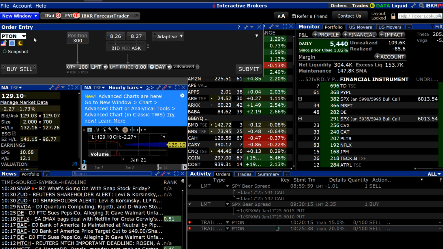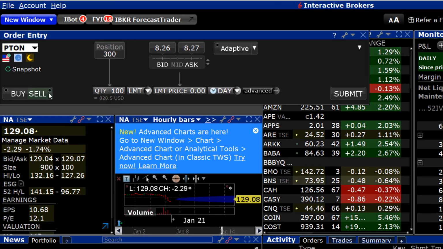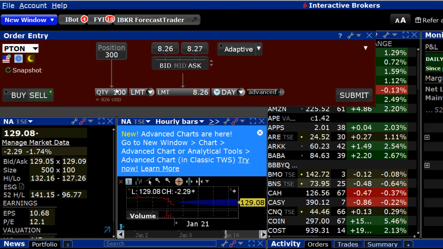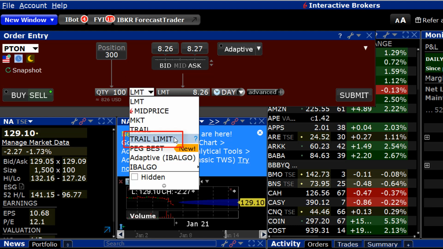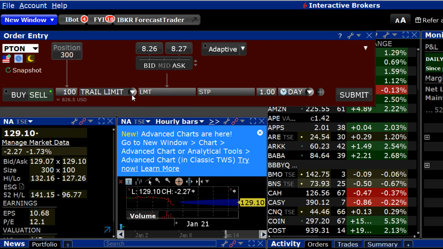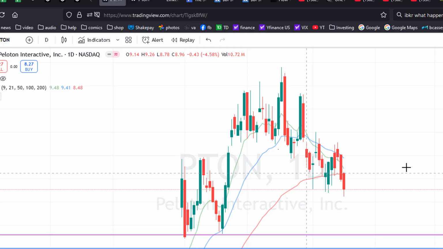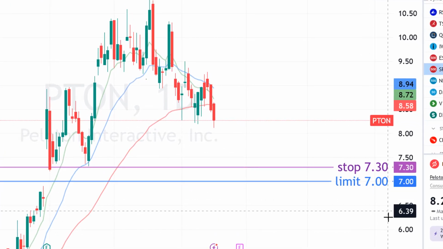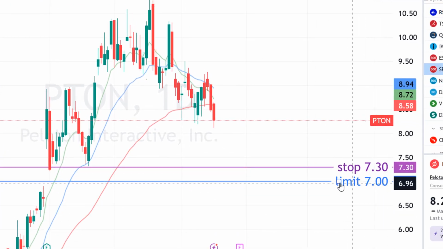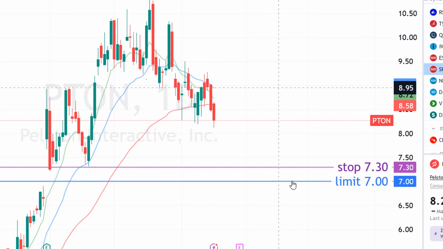So looking at the order entry form here, I have PTON that I'm going to sell. I have 300 positions. I'm selling 100. I'm going to choose a trailing limit instead of a regular trailing stop. So a trail limit is basically a trailing stop limit order. The LMT, or limit, is going to be the price that has been offset from the stop. So in this case, my limit is $7, which is 30 cents below my initial stop. And my stop is 7.3 because that is ideally when I want to sell my 100 shares.